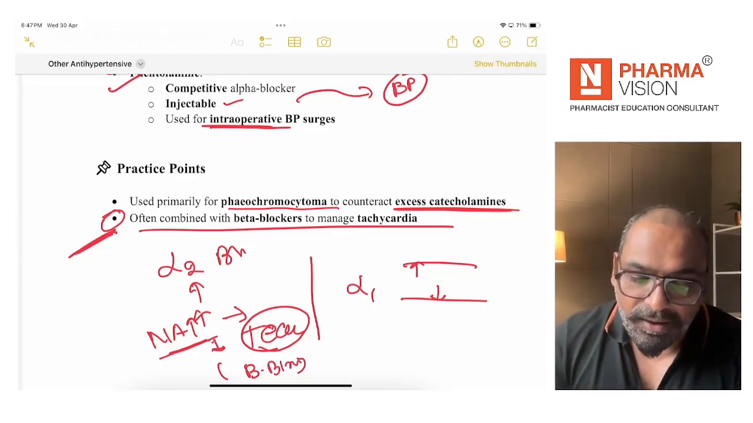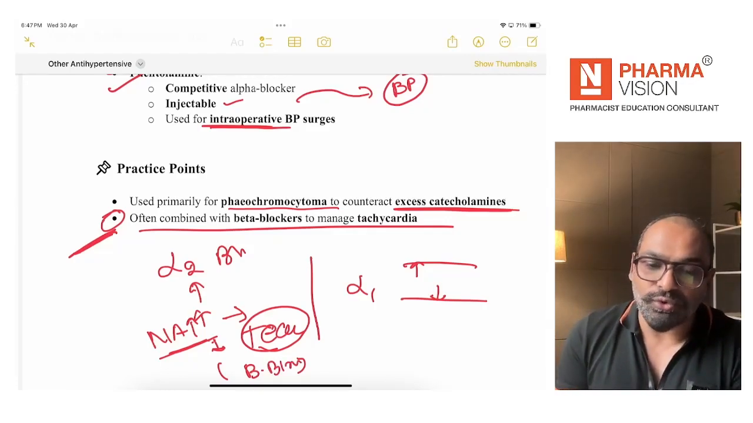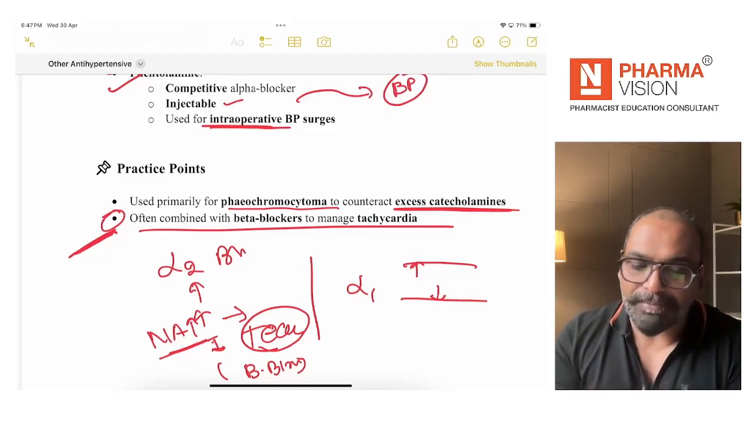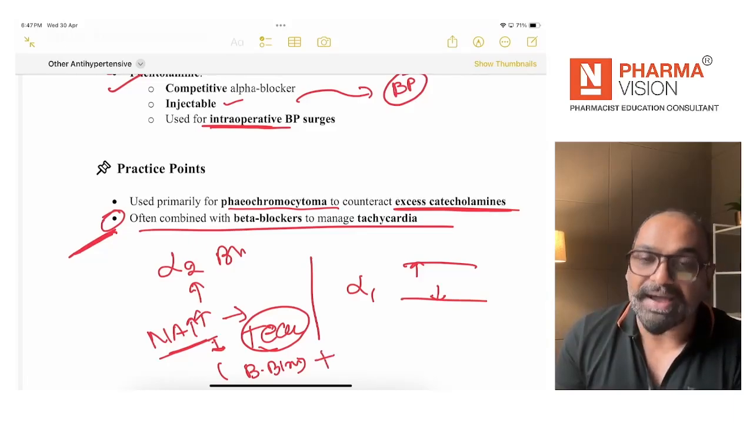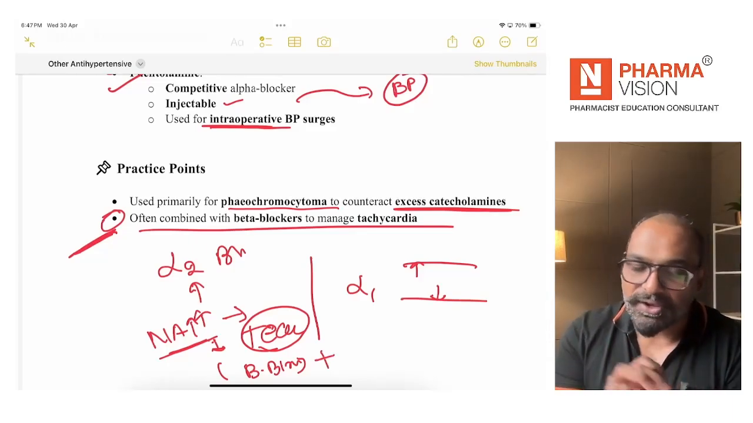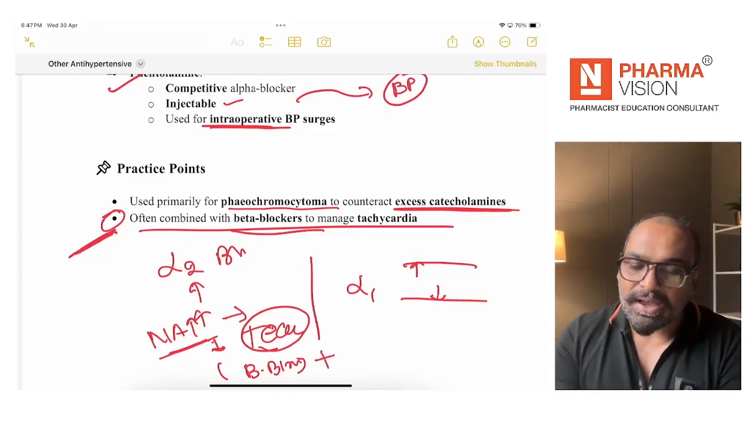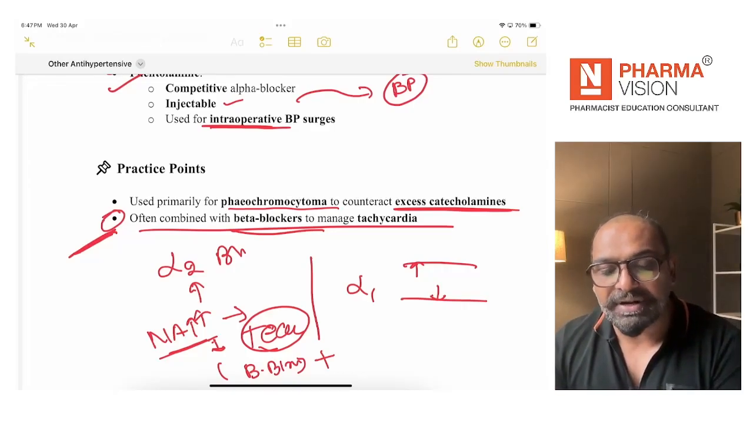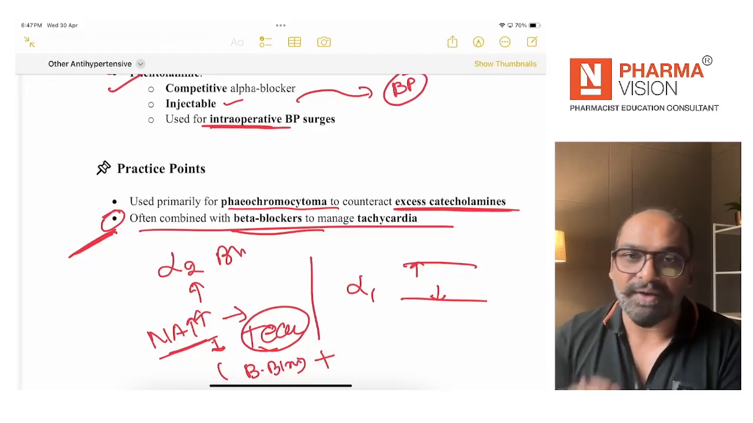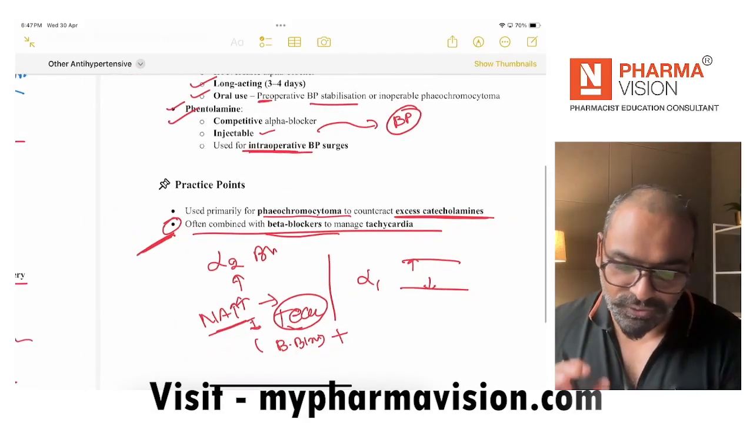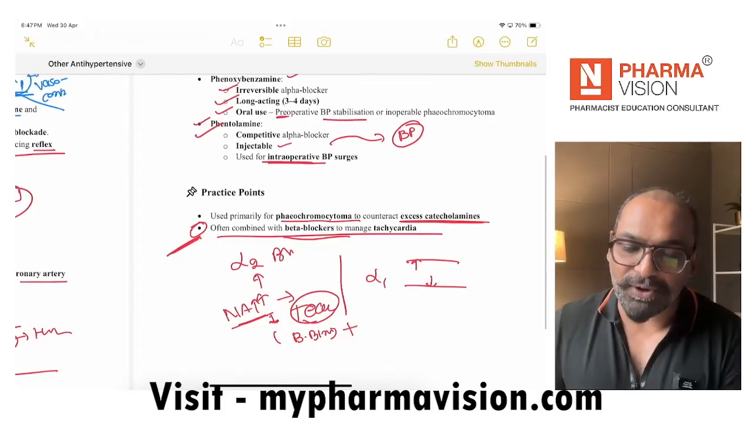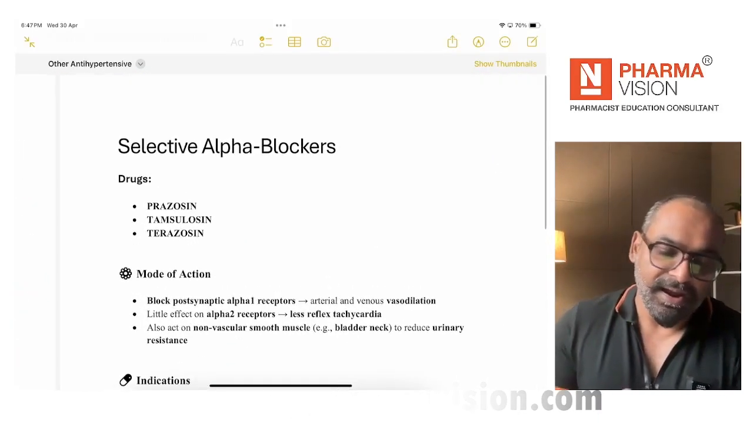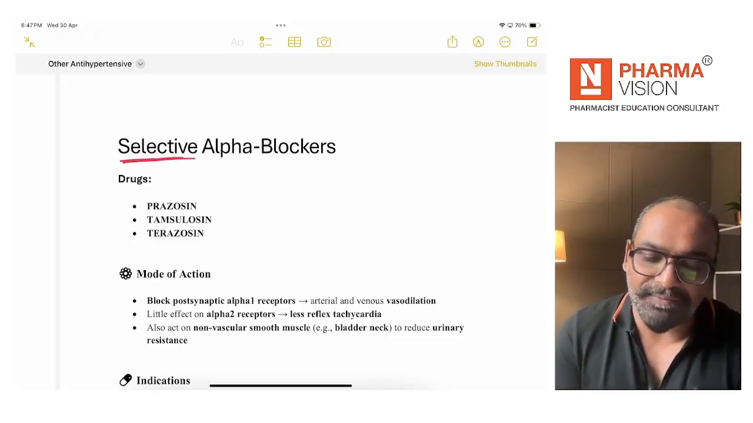That's why pheochromocytoma patients taking non-selective alpha blockers are always combined with beta blockers to minimize these side effects. That's why you get questions in your exam: the patient is taking a non-selective alpha blocker, why are beta blockers combined in pheochromocytoma patients? So you should have a good understanding about why this combination is given. Perfect. Now let's come to the selective alpha blockers.